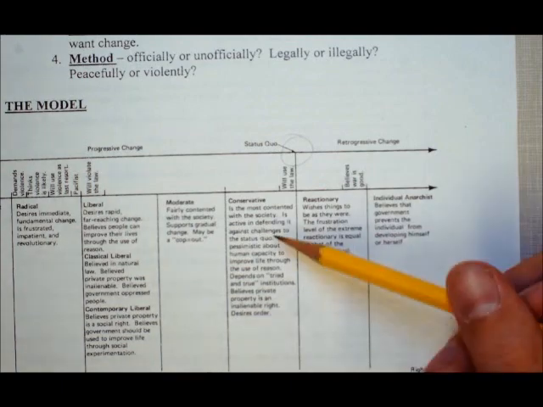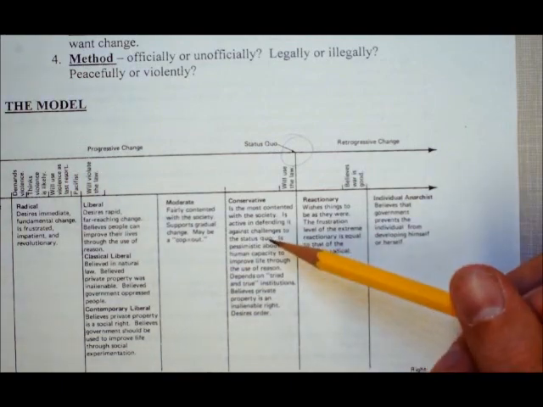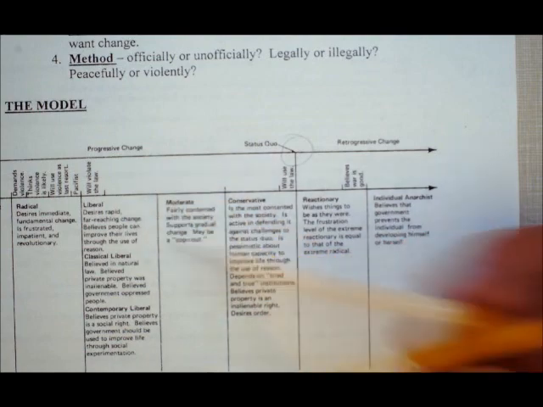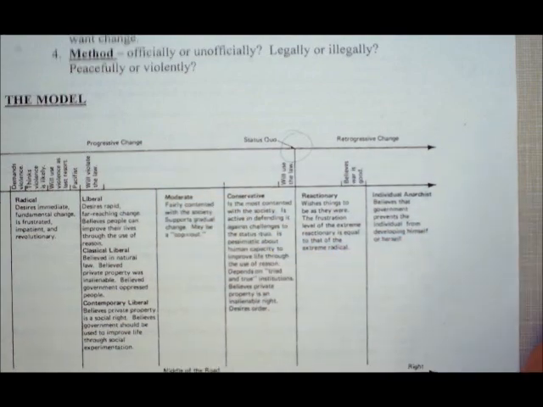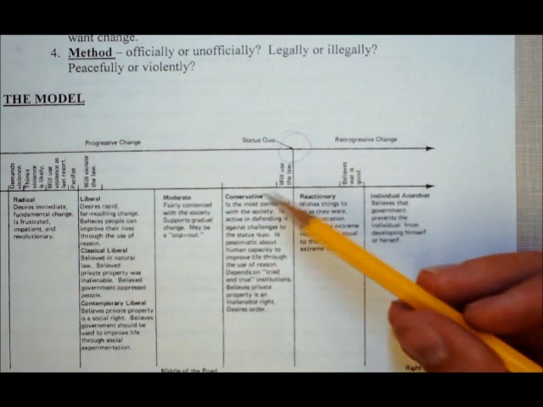They're not going to be as upset with the status quo as a liberal. They're more likely to defend the way things are and not want change that is too rapid. They might want some change. You can see they're slightly on the progressive side.